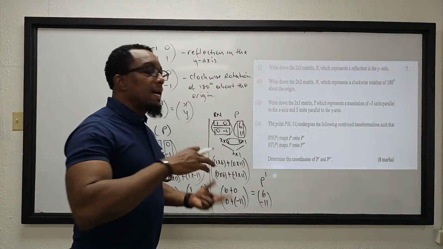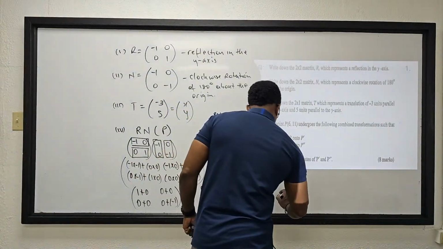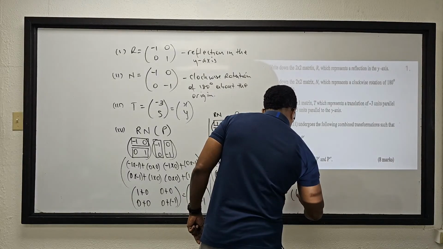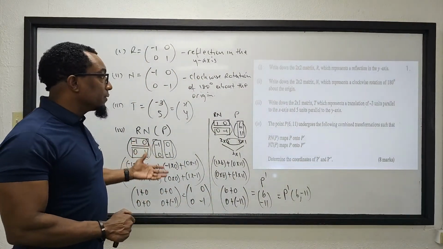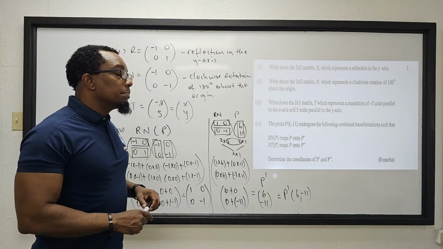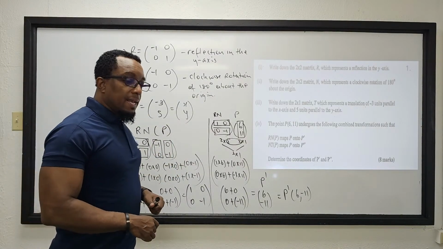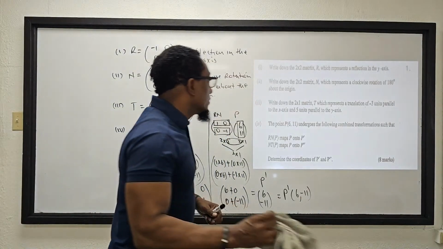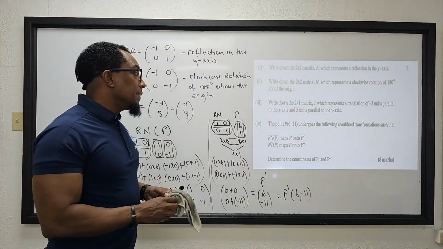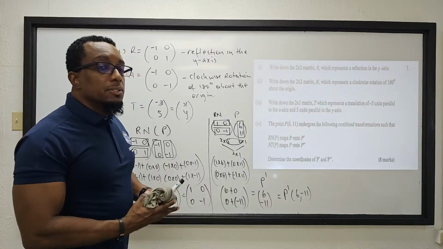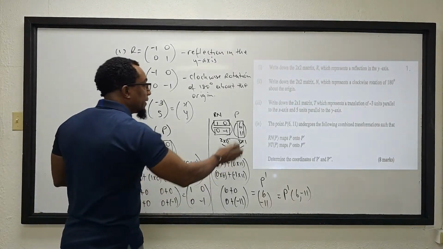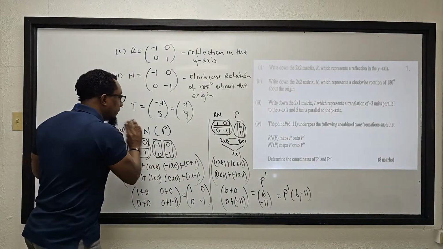So therefore we're going to get P prime as 6, negative 11. And we can rewrite it back in the row form. So therefore P prime will be 6, negative 11. Alright, so take the combined 2 by 2 and multiply it by matrix P to give us P prime. Let's look at NT. So let's get the combined transformation NT. I'm going to multiply that by P to give us P double prime. So let's get NT.